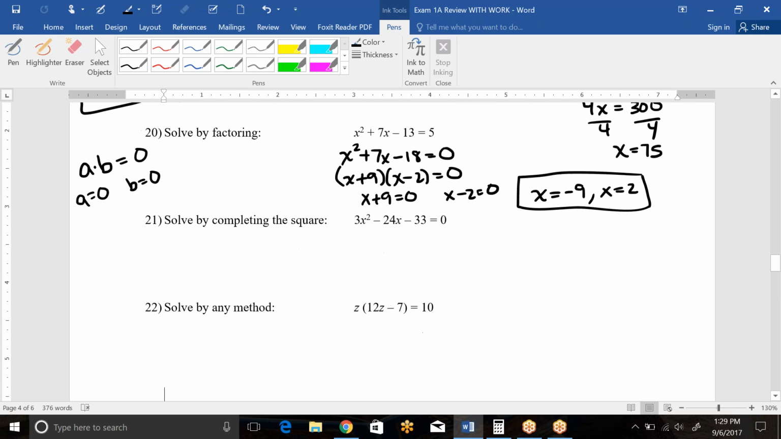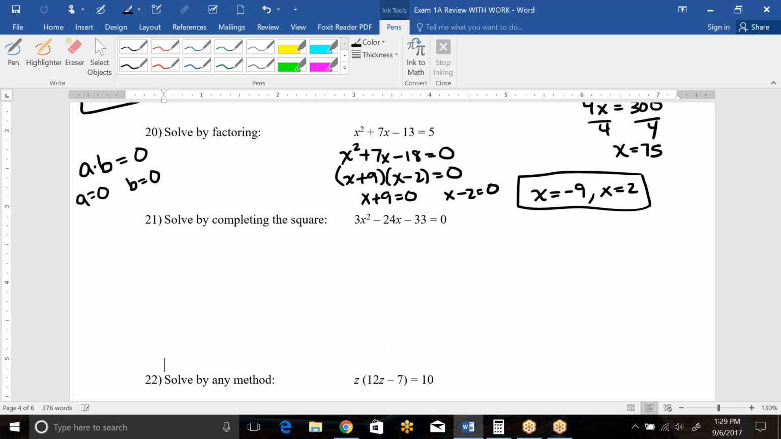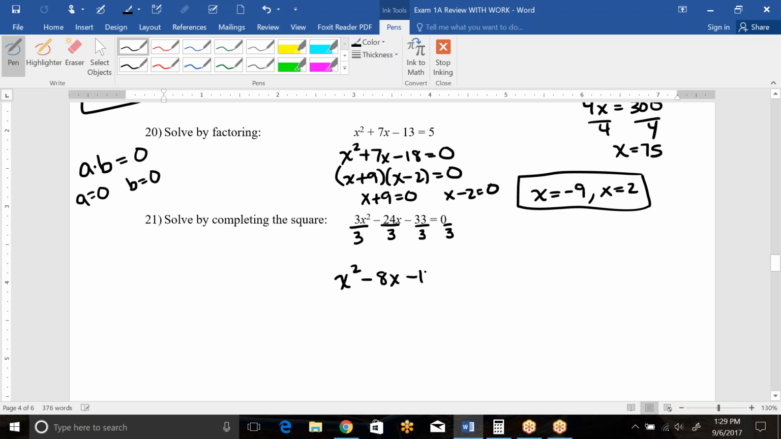For number 3, we're supposed to solve this one by completing the square. So to complete the square, first of all, you have to have a 1 in front of your x squared, and you do want everything kind of lined up like this. This is fine. So if you don't have a 1 in front, you divide every term in the equation by whatever would make that turn into a 1, so by the 3. You have to do it to everything, though, or you've not kept a balanced equation. So this is now x squared minus 8x minus 11 equals 0.